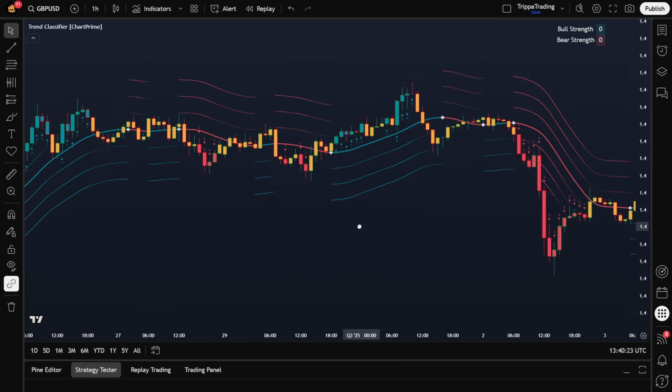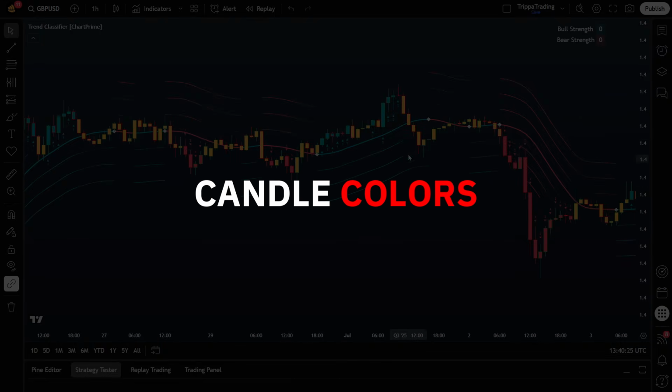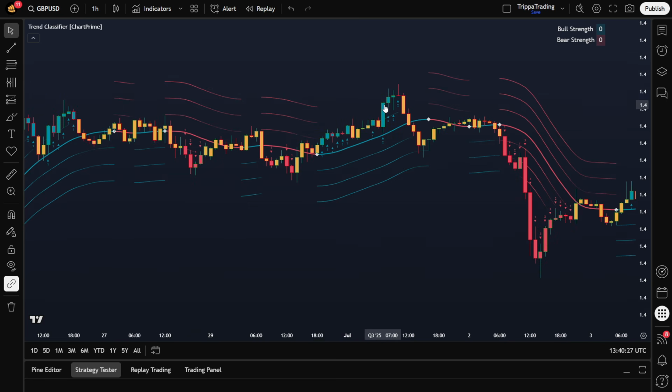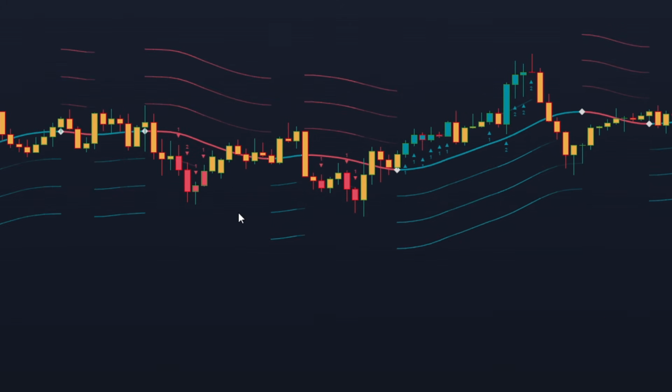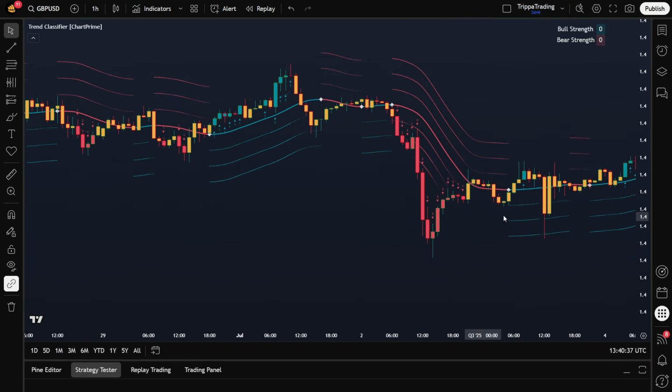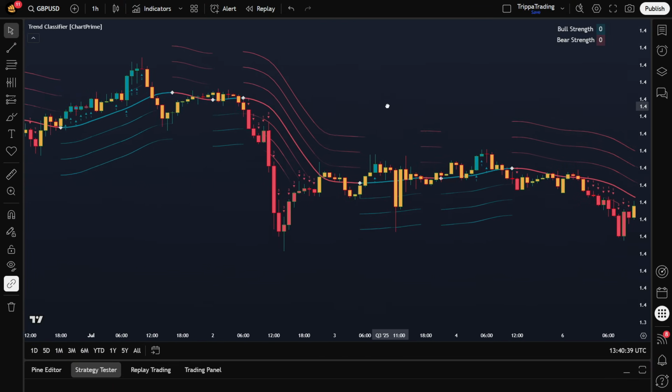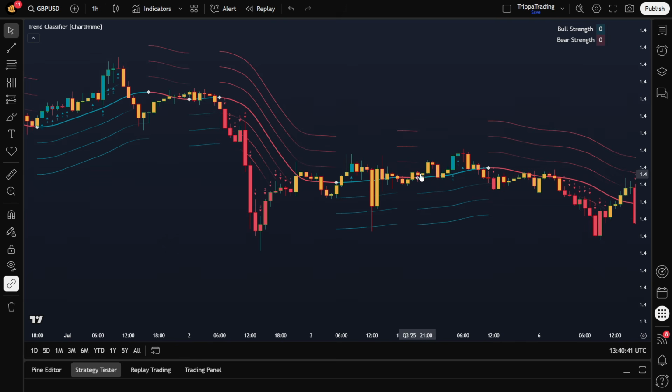Now there's one more key visual cue: the candle colors. You'll see green candles in an uptrend and red in a downtrend. But there's also a third color: orange. These orange candles are super important. They mark consolidation zones or range-bound movement. When you see these, it means the market isn't trending clearly. It's your warning sign to either stay out or switch to a range strategy.